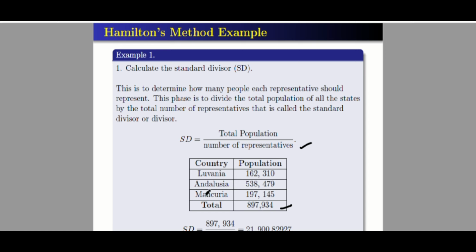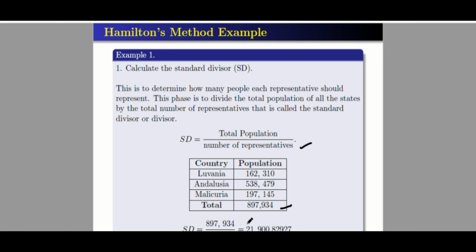Now let's check. First, let's solve for the standard divisor: the total population divided by the total number of representatives. We have 897,934 divided by 41, which is 21,900.82927.